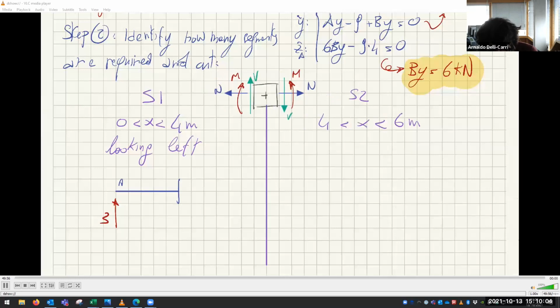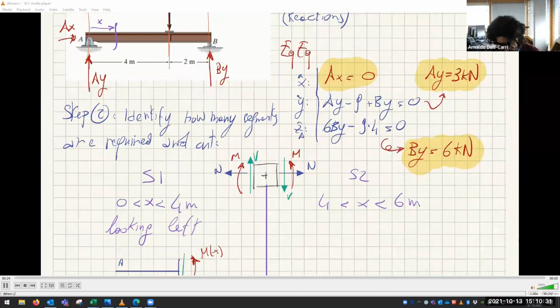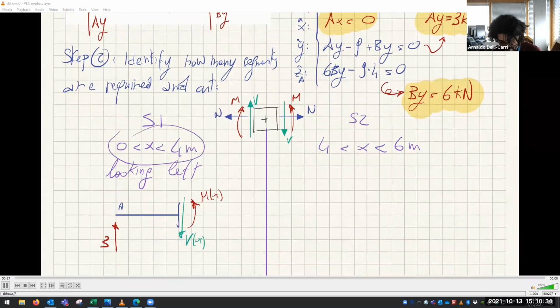Since I'm using this convention and I'm looking left, I need to expose forces on the right. Since I only want what's happening in shear and bending, I will just expose these two, also because I don't have any normal force, because there are no horizontal actions. So I cut here at a distance that is X meters away. Remember, X is between 0 and 4. So that means this distance here is exactly X.